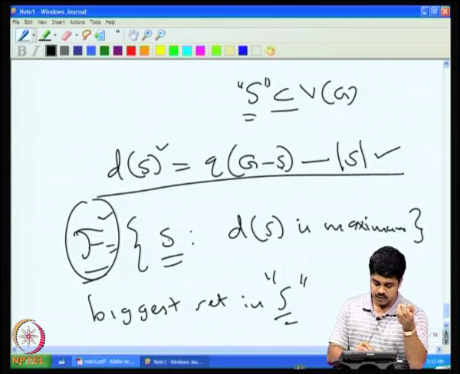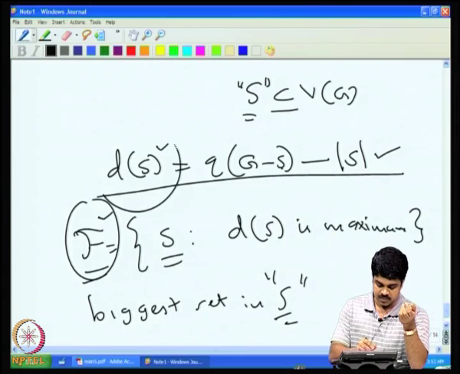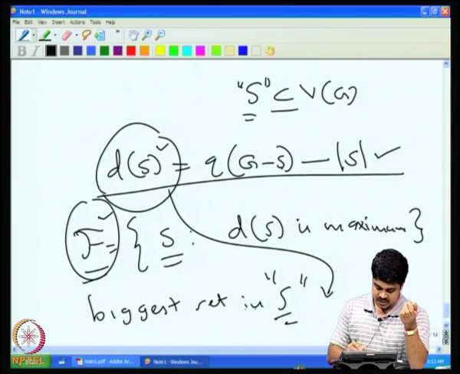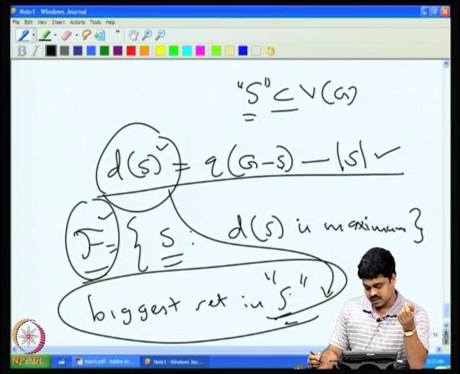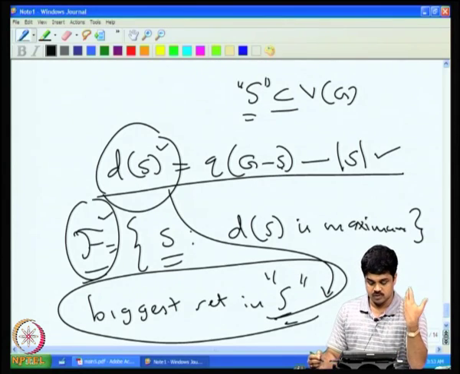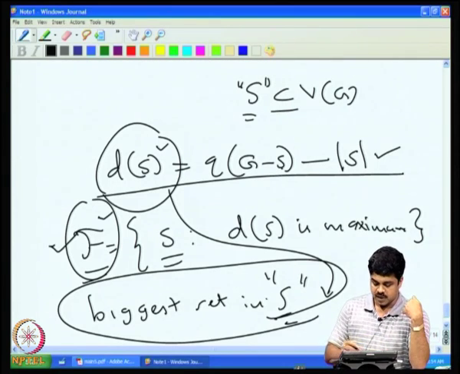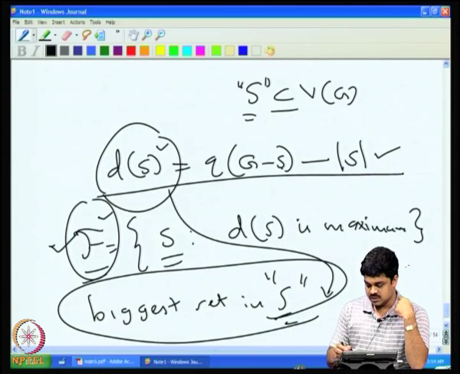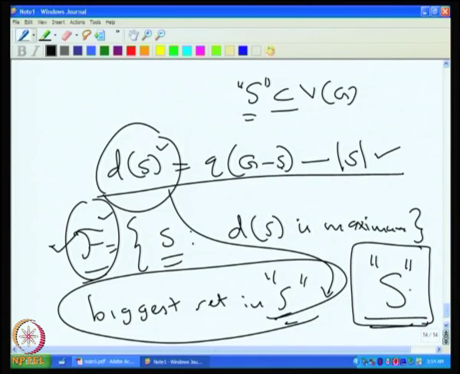First, F is the set of S's, as subsets of V of G, such that D of S is maximum, and then we pick one particular set such that its cardinality is maximum among the sets in F, not among all the possible sets. In that case, I would be picking the entire set V of G, not that. So, among the sets which have come in F, I will pick the biggest set. Let us call this S from now on, because I am going to prove that this particular set is the kind of thing I am looking for. This will have the special structure I am looking for. That means the two properties will be satisfied by this set.